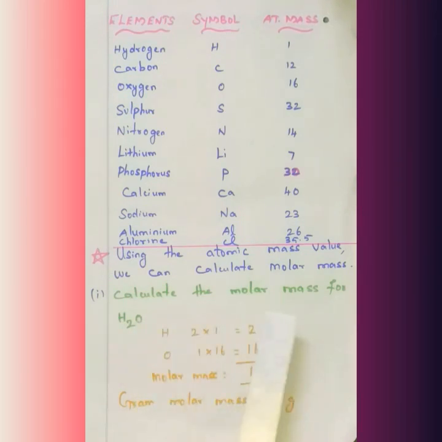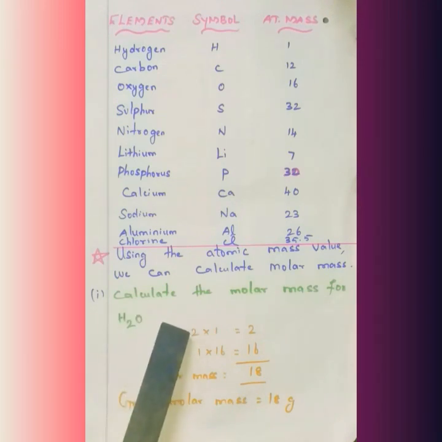Calculate the molar mass for water. First we have to know the formula for water, H2O. The first rule is that we have to write the elements. In water, hydrogen and oxygen are present. So I write here hydrogen, oxygen. How many hydrogen are there? 2. How many oxygen? Only 1. So first you have to write the symbols.